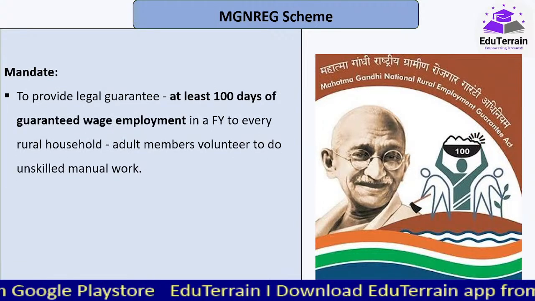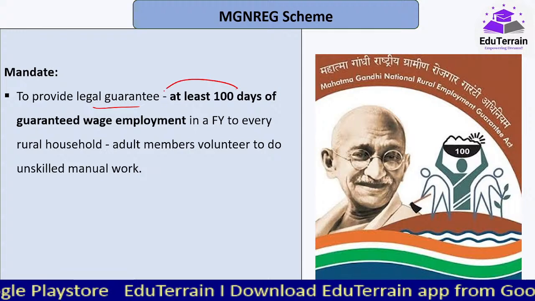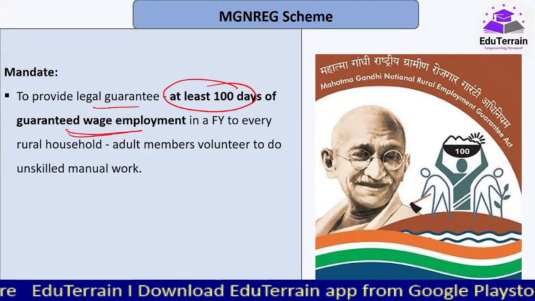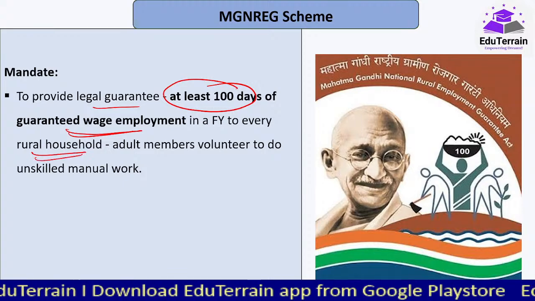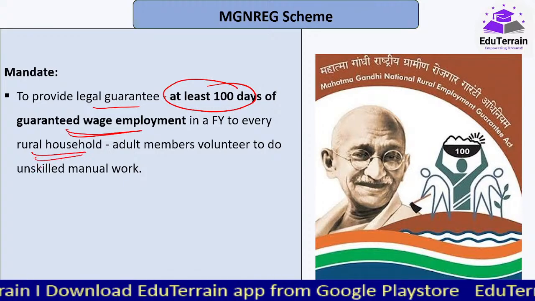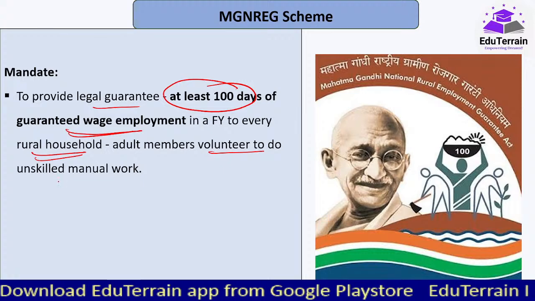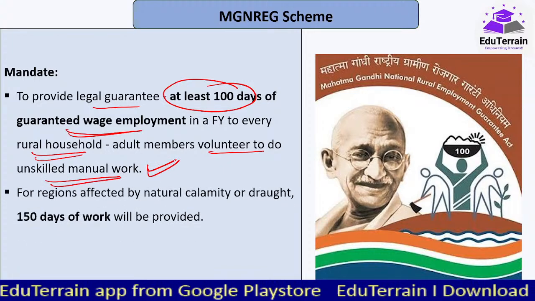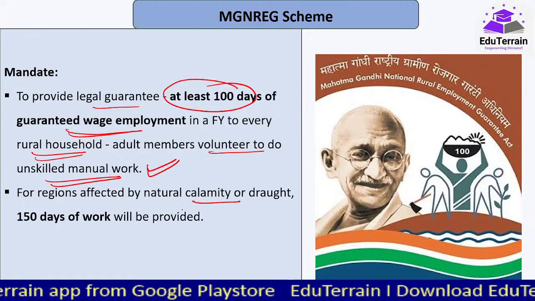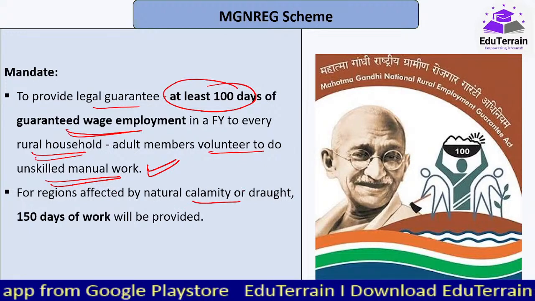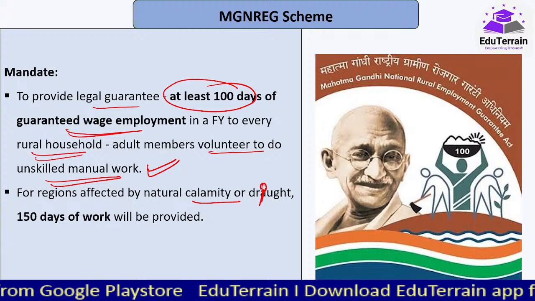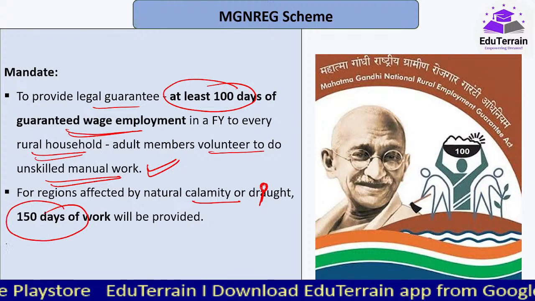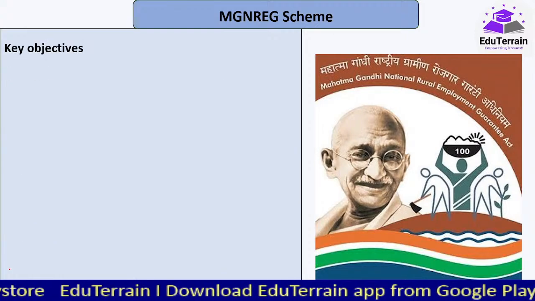Now, what is the mandate? To provide a legal guarantee of at least 100 days of guaranteed wage employment in a financial year to every rural household whose adult members volunteer to do unskilled manual work. And for regions affected by natural calamity or drought, they will be provided with 150 days of work.